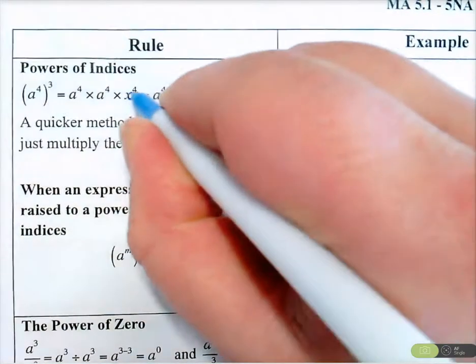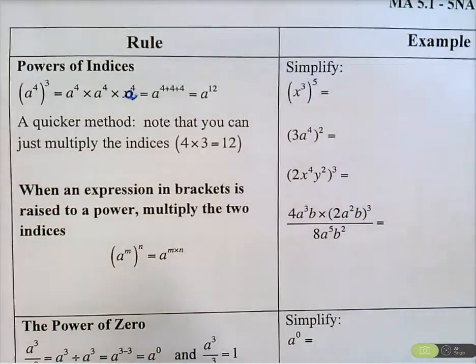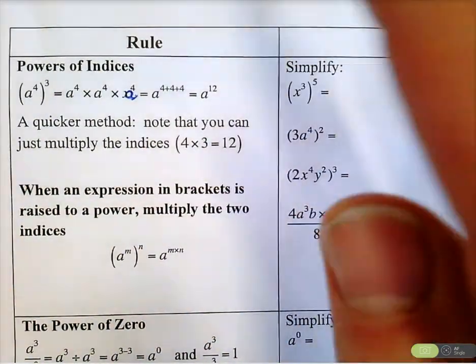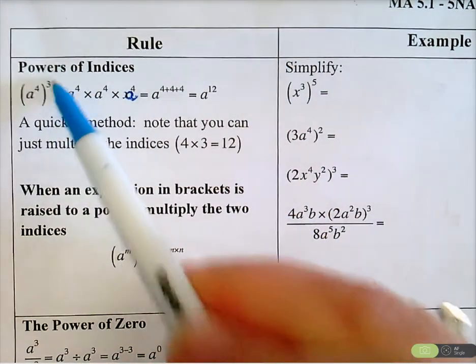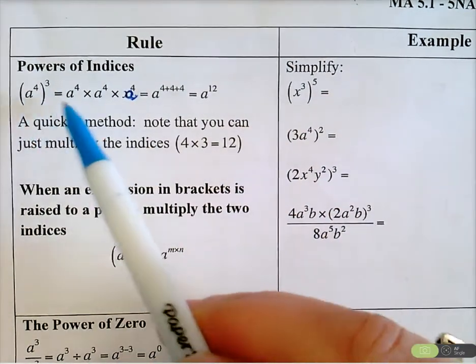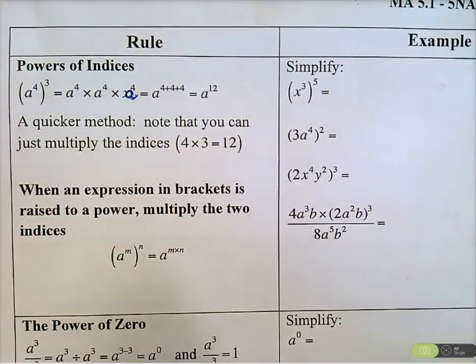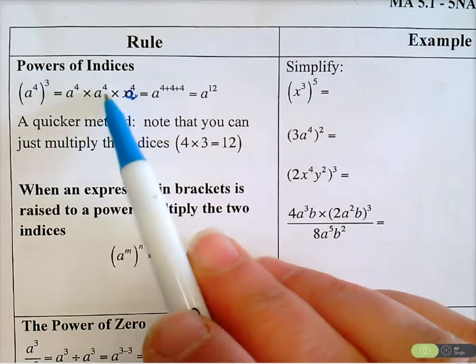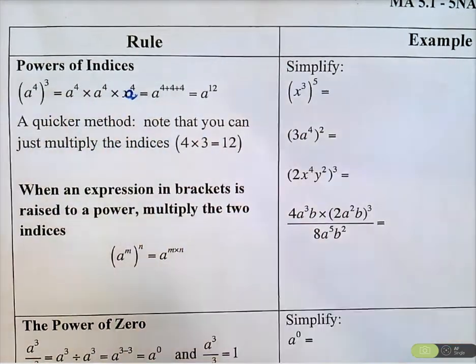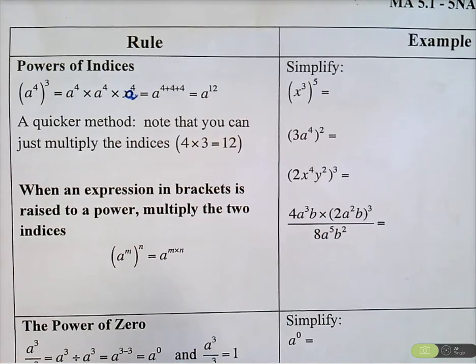Does that make sense? Just like 5 cubed is 5 times 5 times 5, a to the power of 4 cubed is a to the power of 4 times a to the power of 4 times a to the power of 4. Now, using the rules that we learnt last lesson, that if you're multiplying terms and bases are the same, you just add the indices, it would be a to the power of 4 plus 4 plus 4, which is 12, a to the 12.